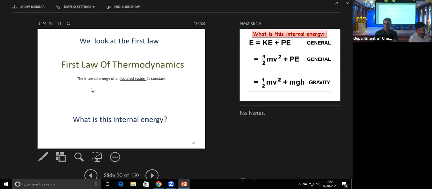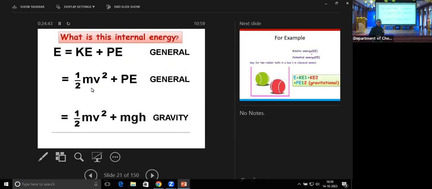Okay. First law of thermodynamics. Everyone knows that, right? Good. So the internal energy of an isolated system is constant. Please remember, this is a very important basic part which people make mistakes in computational chemistry. What is this internal energy? If you have an isolated system, that internal energy is nothing but the kinetic energy of the system inside that box, plus its potential energy, right?